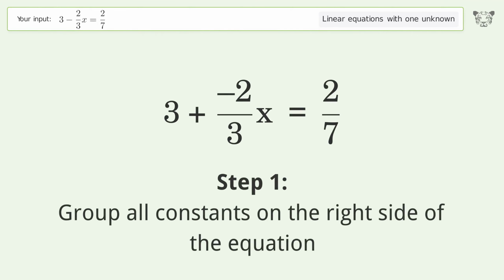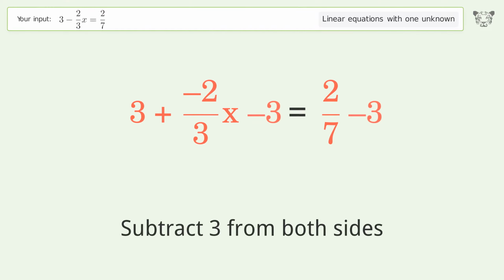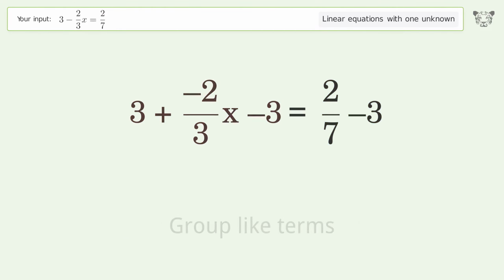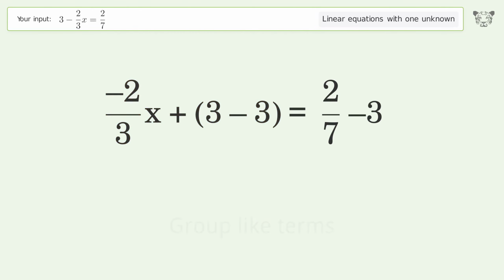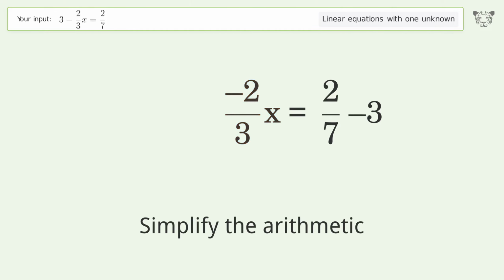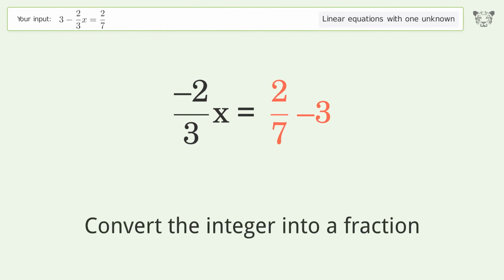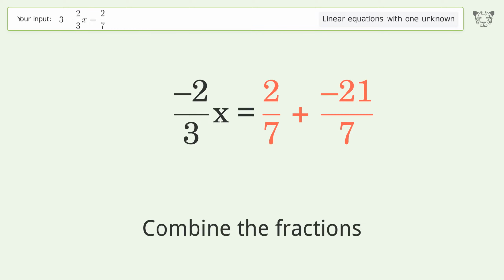Group all constants on the right side of the equation. Subtract 3 from both sides. Group like terms. Simplify the arithmetic. Convert the integer into a fraction. Combine the fractions.